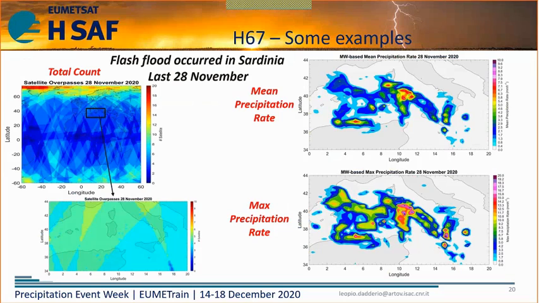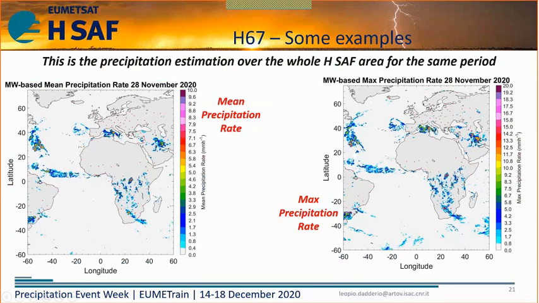This is another example, of the flood that occurred in Sardinia very recently, last 28 November. We can see the number of overpasses over the whole H SAF area, and the zoom for the considered area with the associated mean precipitation rate and maximum precipitation rate on the plots here on the right. And this is the situation for the same day on the whole H SAF extended area, both for the mean precipitation rate and the maximum precipitation rate.